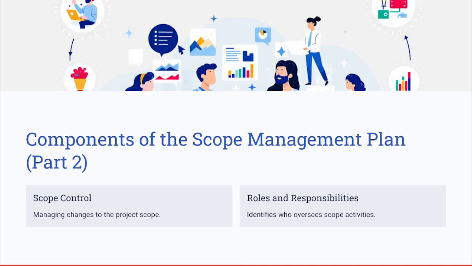The next component that we also have to cover here is scope control. So, what exactly is scope control? Scope control defines the procedures for managing any changes to the project scope, ensuring that all changes align with the project objectives. And the plan also specifies the roles and responsibilities of team members involved in scope management, ensuring accountability and clarity.